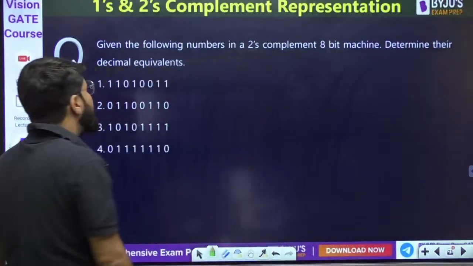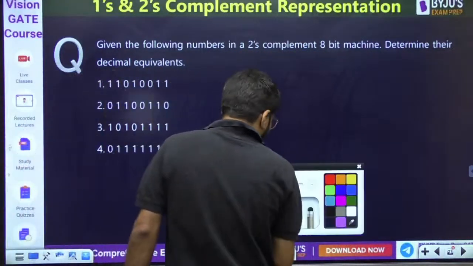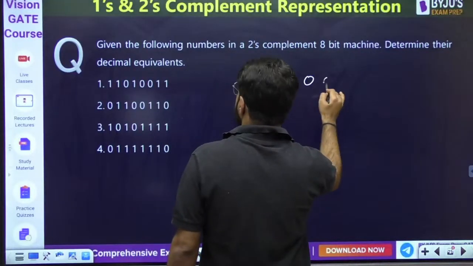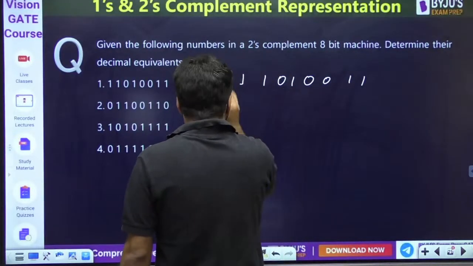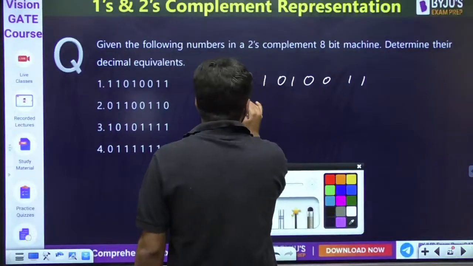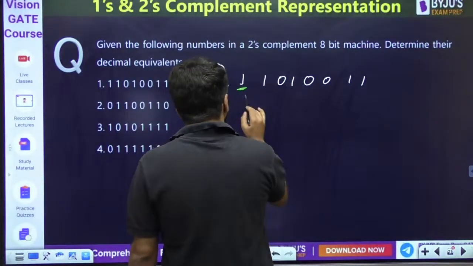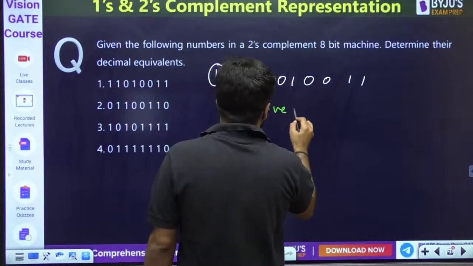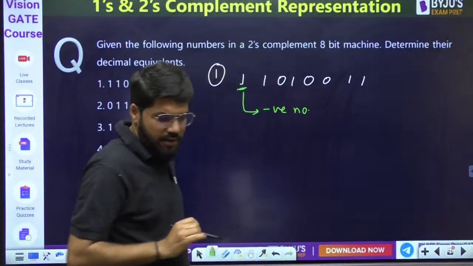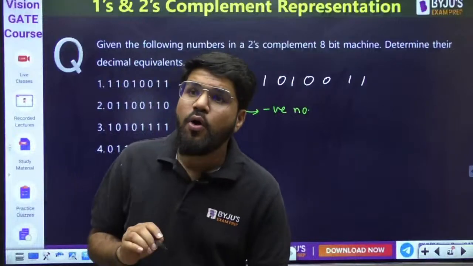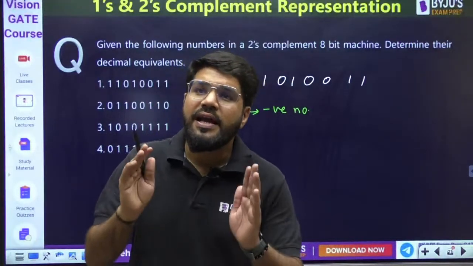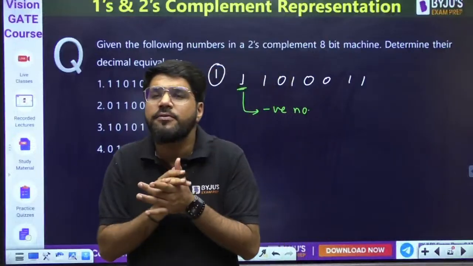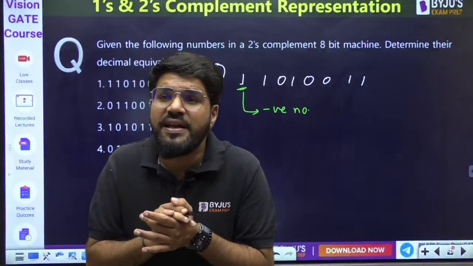Now, look into it here. We'll solve it one by one. The first number given to you is 1101011. First thing you have to observe is the sign bit. It is 1, MSB 1, that means it is a negative number. How are negative numbers stored? Negative numbers are stored by taking their 2's complement.